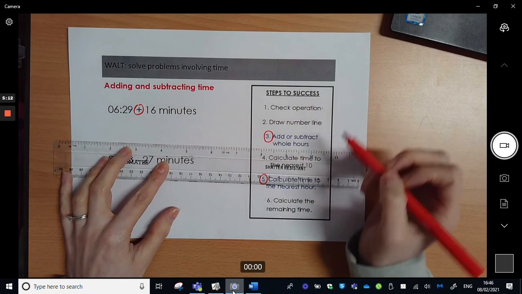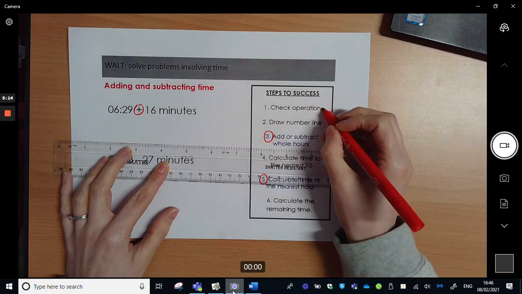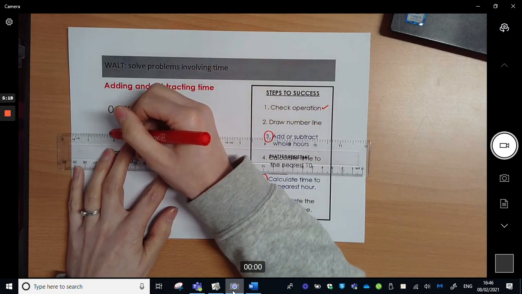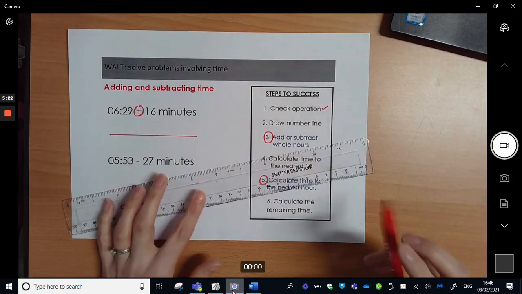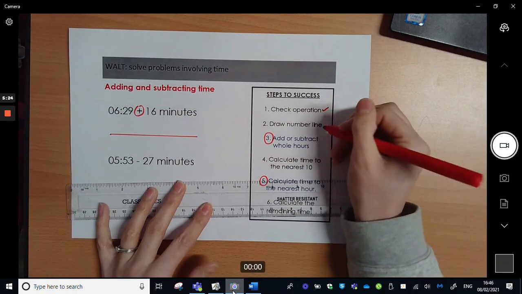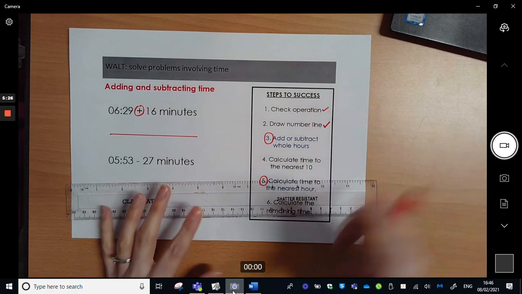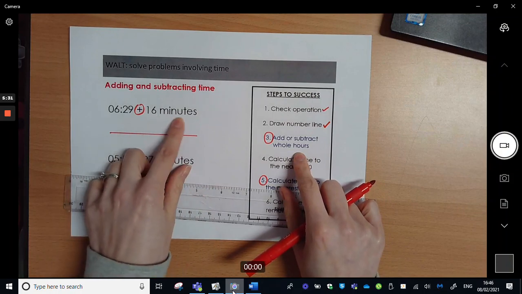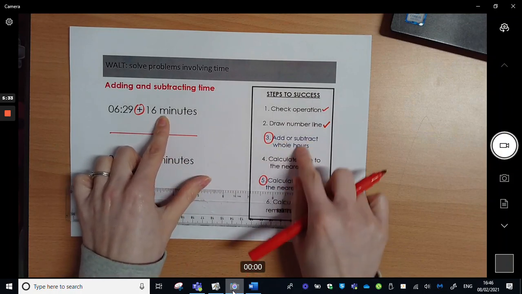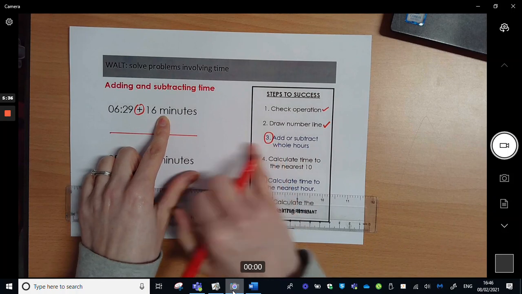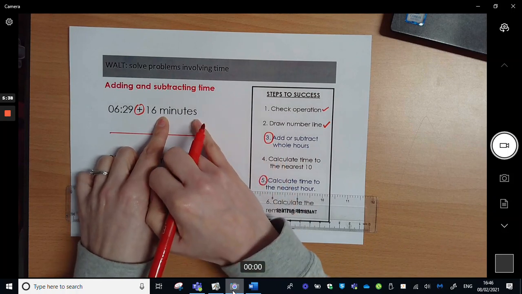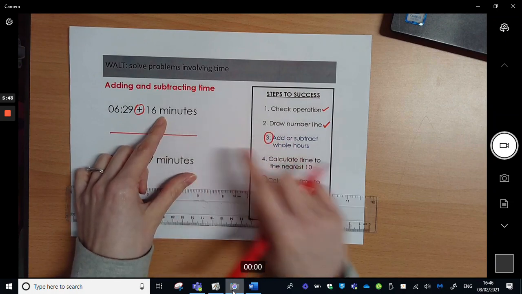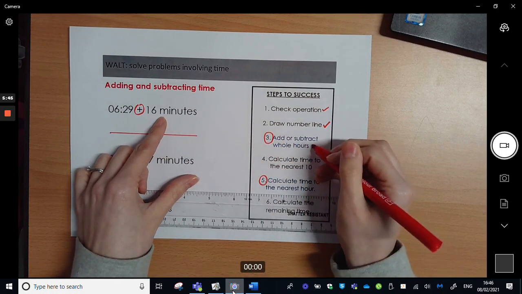The next thing I'm going to do is draw my number line, okay? So I'm just going to draw a straight line. It doesn't have to be a certain length, just a straight line there. That's going to help me, okay? And now I'm going to show you why. So here in step 3 says add or subtract whole hours. Now I'm only adding on 16 minutes at the moment, so this one is not relevant. That's why I've circled it, because I don't need to add on any whole hours, because 16 minutes is just over a quarter of an hour. It's much smaller, okay? So I can't do this step at the moment.